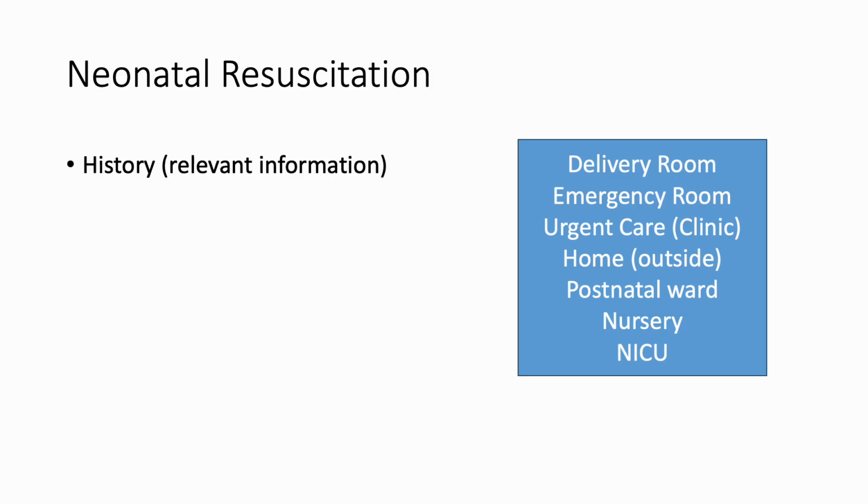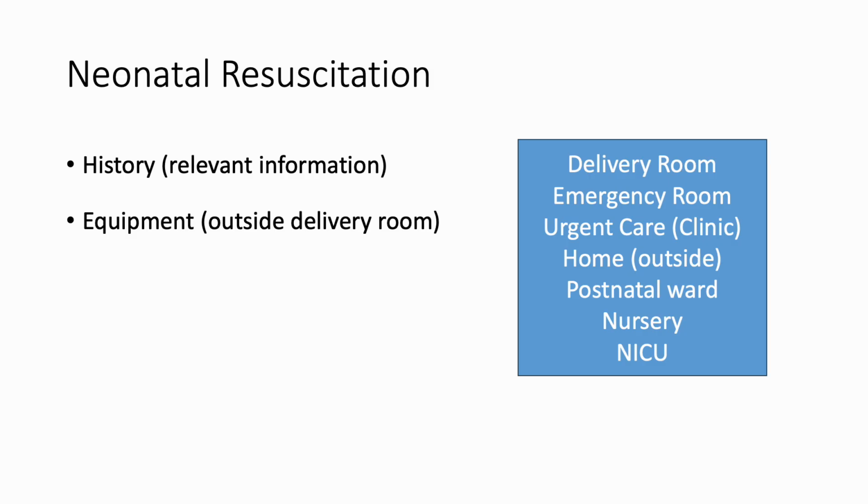So now let's start. Of course, the history is very important. Wherever the resuscitation is happening, relevant information is very important. For example, if a baby is in the nursery, we need to know what happened. Was the baby feeding before the event? Maybe the baby choked on the feeding. What about the emergency room? We talked about if there is a motor vehicle accident, then of course the whole course will be different.